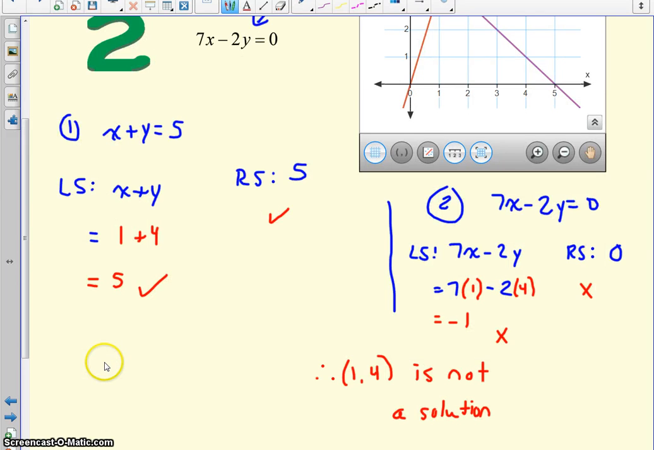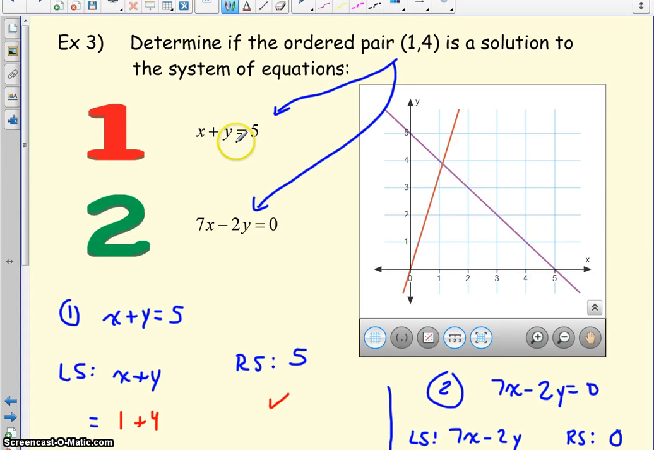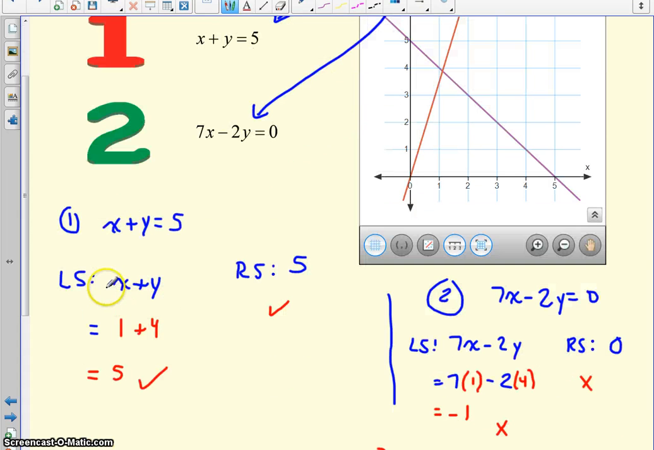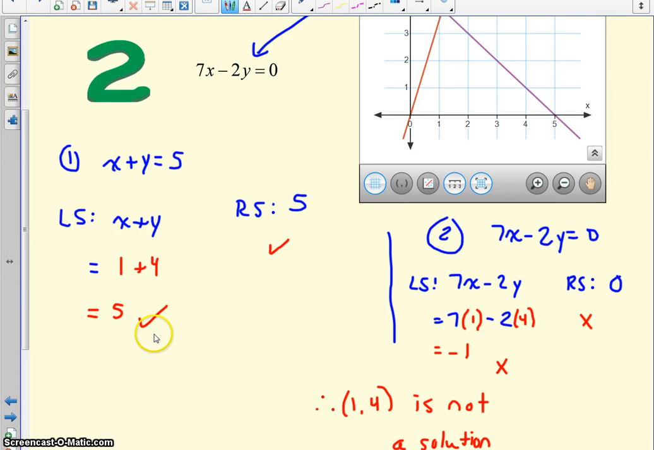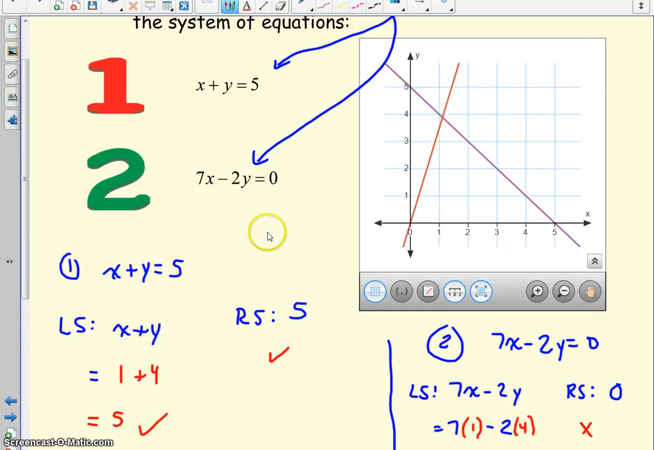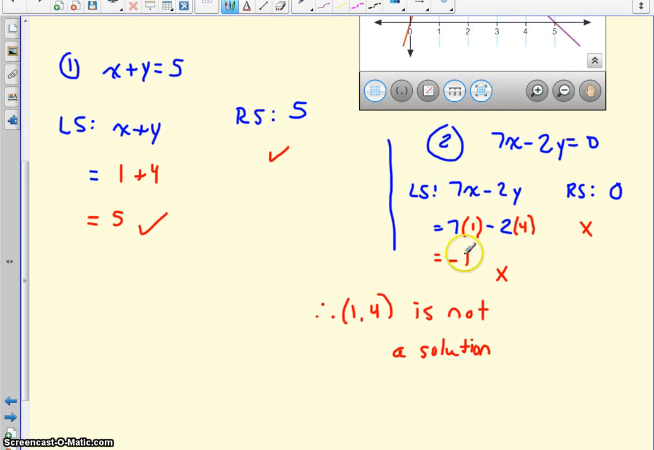Okay, so quickly run through what's happening here. I took the first equation, x plus y equals 5, subbed the point in, 1 and 4 for x and y, and I see that for the first equation it works. I get both sides equaling 5. However, it needs to work in both equations. When I sub it into the other equation, I get one side being equal to -1, the other side being 0. And that's enough to show that this point is not a solution. Okay? So that's it.